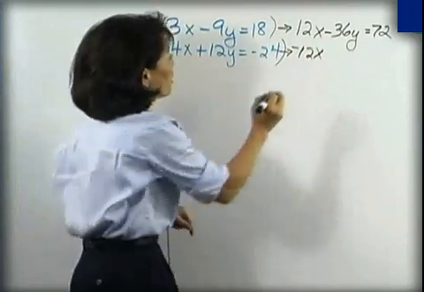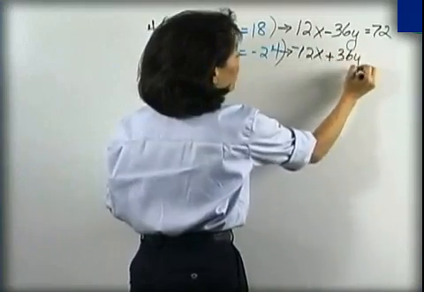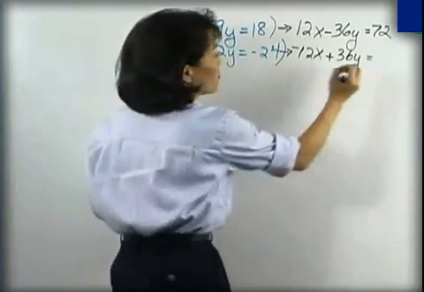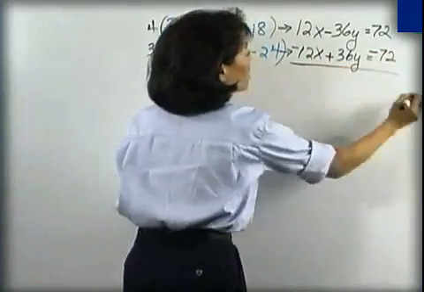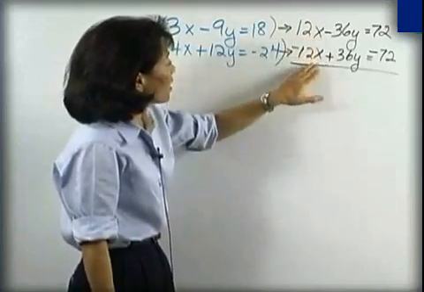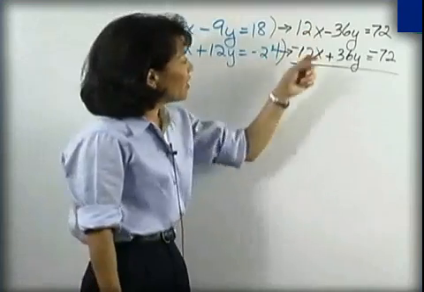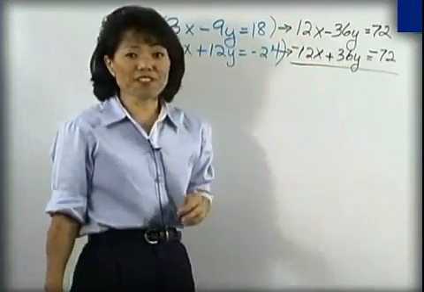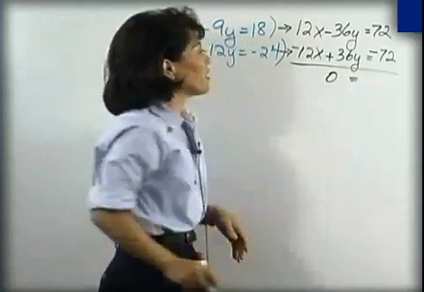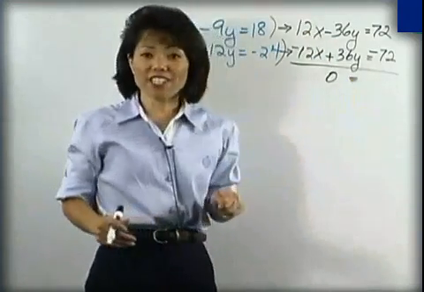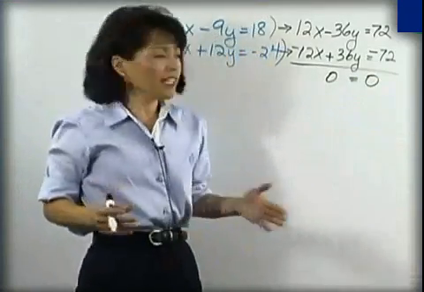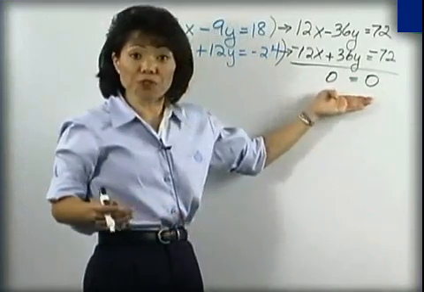3 times 12 plus 36y is equal to, on the right-hand side, 3 times negative 24 gives me a negative 72. Now let's see what results we get. When I add the left-hand side together, 12x minus 12x, 0. Negative 36y, positive 36y, 0. On the left-hand side, I got 0. On the right-hand side, I have 72 and a negative 72. That's also 0. 0 equals 0. I didn't get a value for x or y, but I got a true statement.